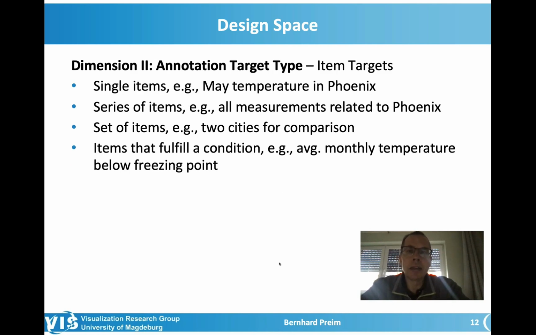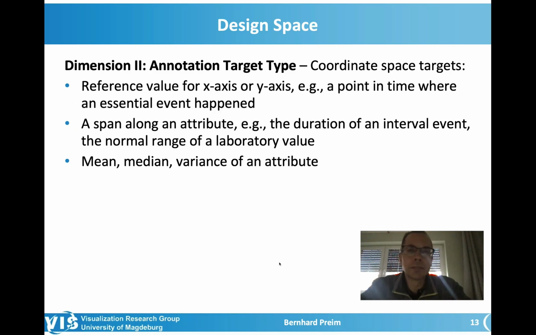Then there is the second dimension, the annotation target type, and that has two, I would say, sub-dimensions, if this does not sound too unscientific. The first one is the item targets. You may annotate single items, series of items, or sets of items, or items that fulfill a particular condition, which makes them very interesting. For example, the corona incidence is above 1,000, and the districts that fulfill this condition are somehow annotated and emphasized.